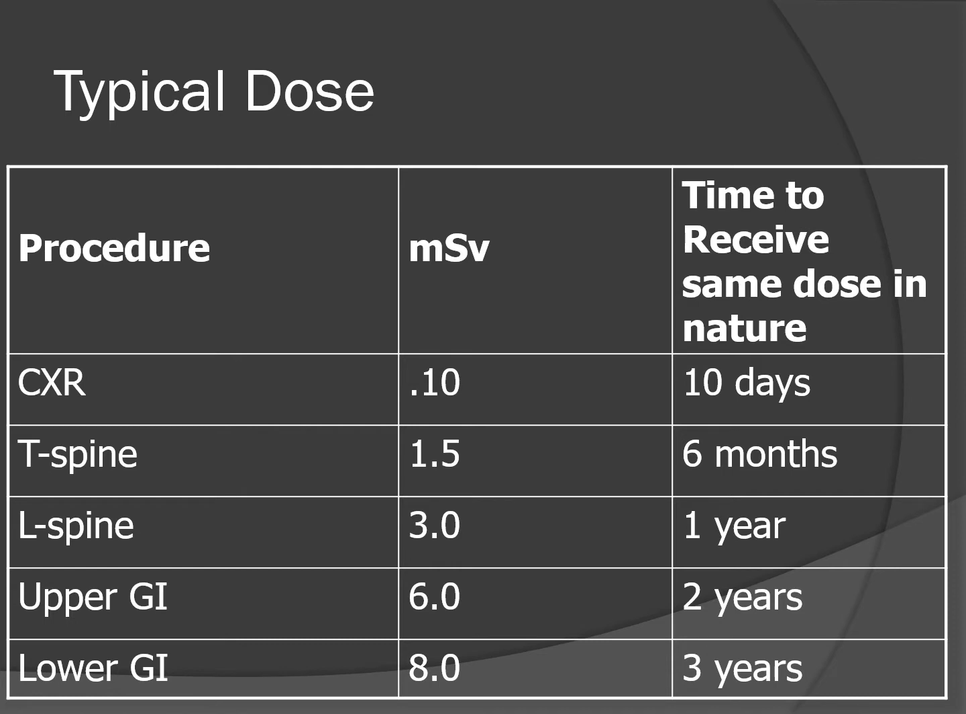So what's important is to be able to compare it to something else that we know. All of us living on this planet are receiving radiation every single day. And so a chest x-ray is equivalent to about 10 days living on this planet, whereas a T-spine is 1.5 millisieverts, or equivalent to 6 months on the planet. A lumbar spine, 3 millisieverts, about a year. Upper GI, 6 millisieverts, about 2 years. And a lower GI, 8 millisieverts, about 3 years. So you can see that the more complex procedures are giving the patients more patient dose.